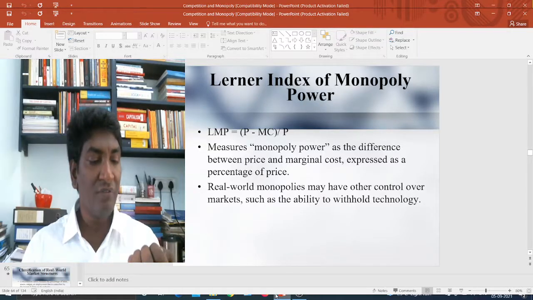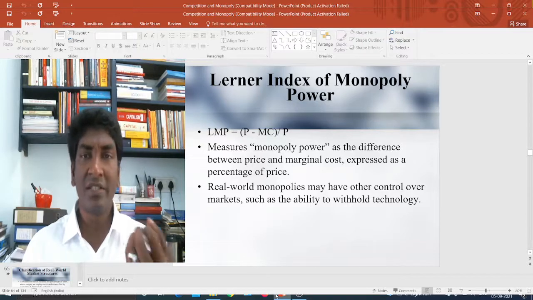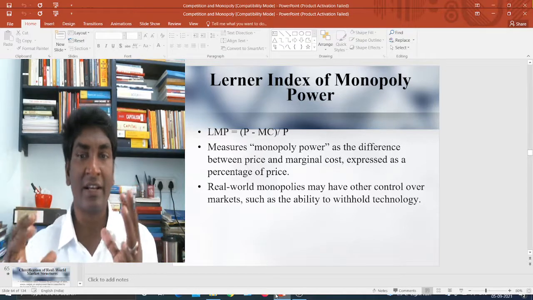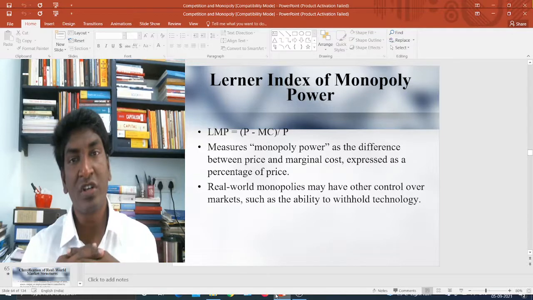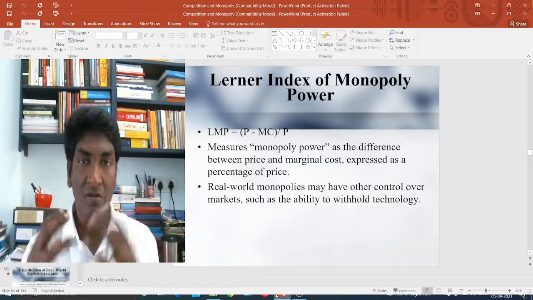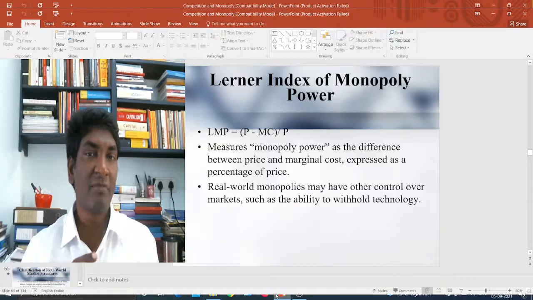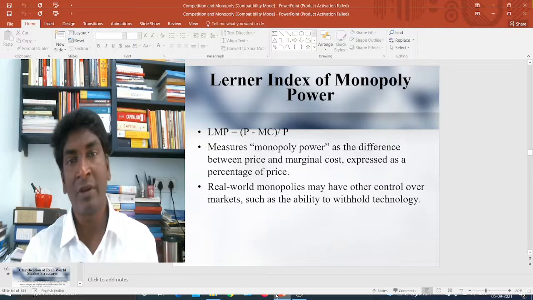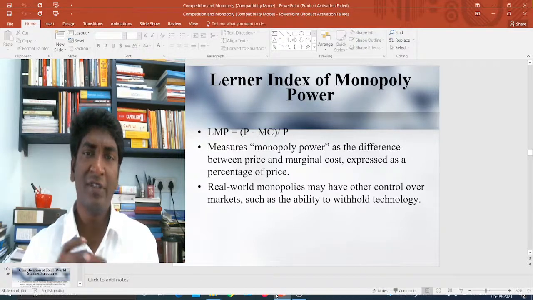Now, how do we find the concentration? There are many understandings regarding that. One of them is the Lerner index of monopoly power. As I said in the beginning, a concentration of one means a monopoly. That means if you have a concentration of one, then technically, or rather by very default, it is a monopoly. But if you have less than that, then you can say that the firm is no longer a monopoly in that sense. So that is pretty simple.